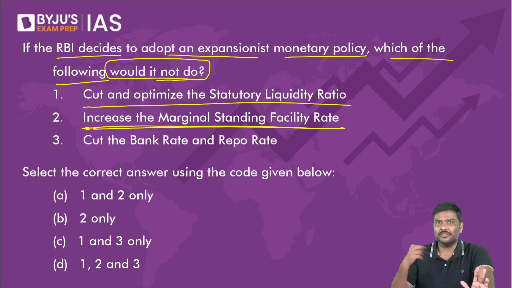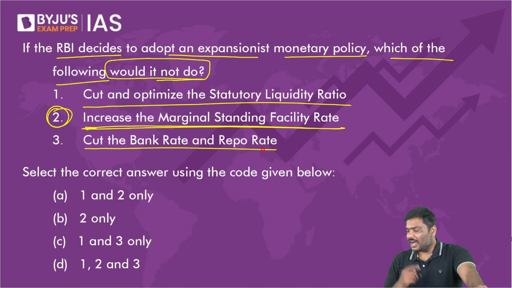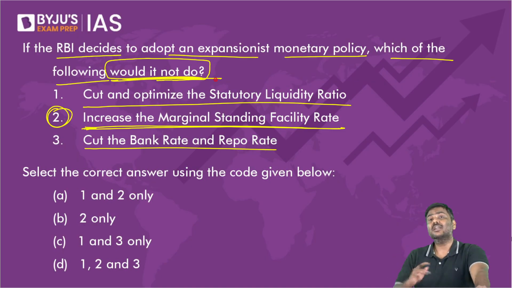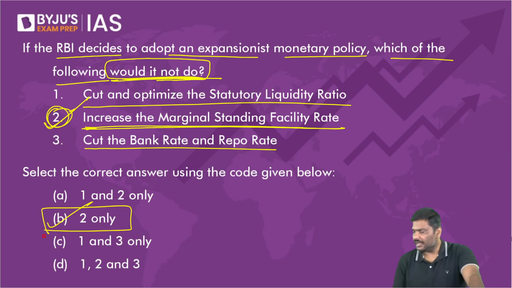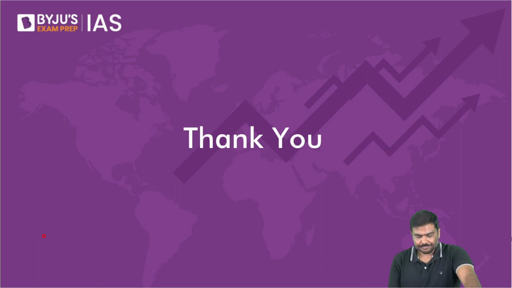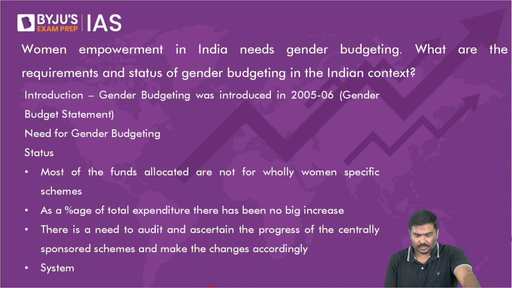Third one, cut the bank rate and repo rate. If RBI cuts the bank rate and repo rate, money supply will increase. But the question is, which of the following will RBI not use? So obviously it is the second one. Right option for the question will be option B here. Next, let me take up questions from budgeting. Okay, let's start.